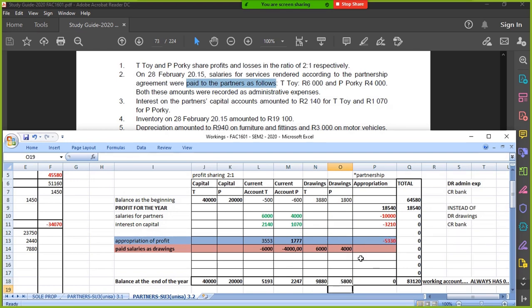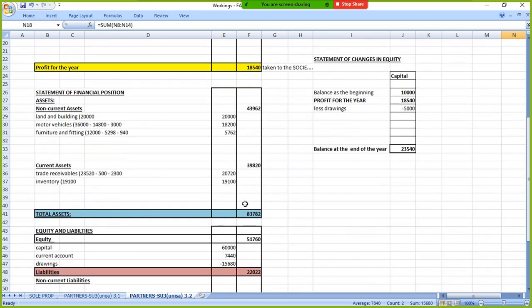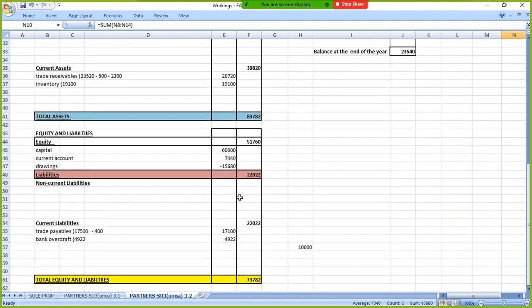There, sum up. All right, so there you go. Now you've got updated drawings figures. Now our statement of financial position should be perfect. Okay, there, the drawings needs to change.